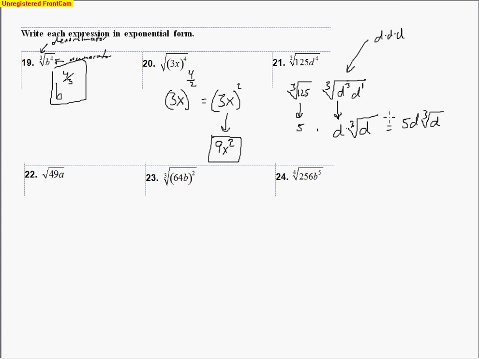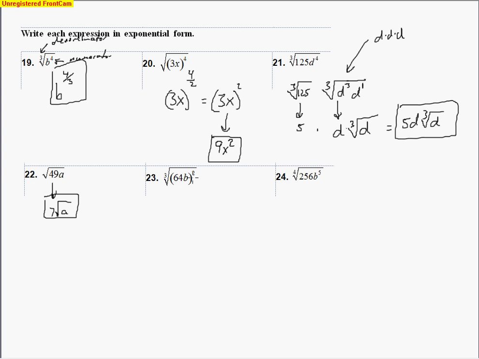So I go ahead and pull all this stuff together, and I'd write 5d times the cubic root of d. Taking a look at another example here, we've got 49, which is a perfect square, makes 7, but a is not a perfect square, so we have to leave that underneath the radical sign. Here we have 3 numbers that make 64, and then we have to square this answer as well.